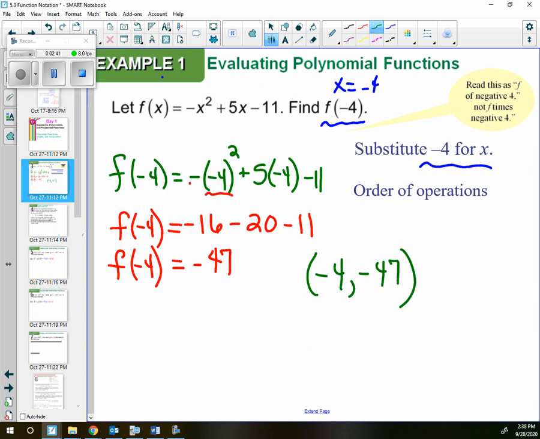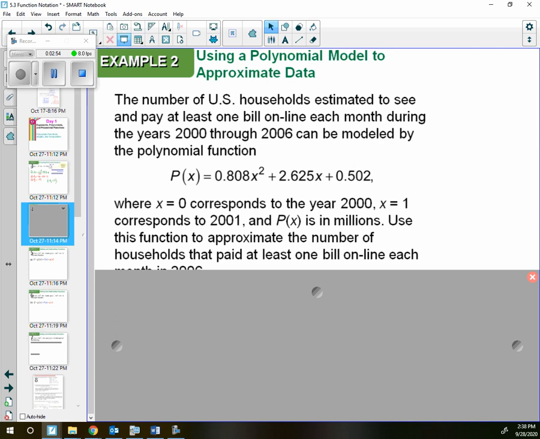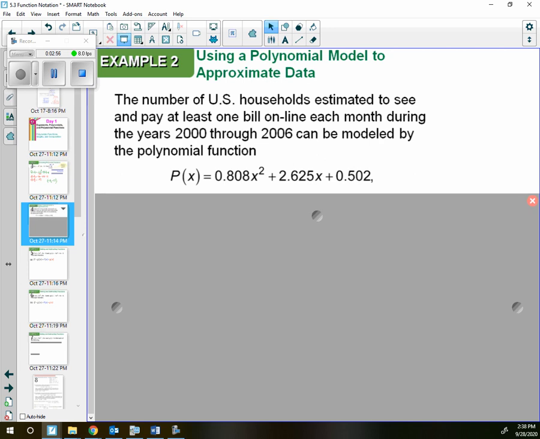So we can use function notation as a way to describe operations that we want to do. So we're going to be using this idea of function notation. So let's just do an example of where someone would see an example like this in a real life situation. So I'm going to take a look at a polynomial function that is looking at how many bills people are paying online. Now I'm guessing that this is almost 100% if we look at how things have changed over the past few years.